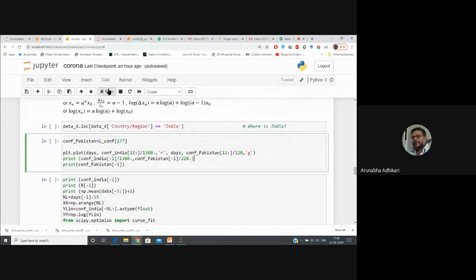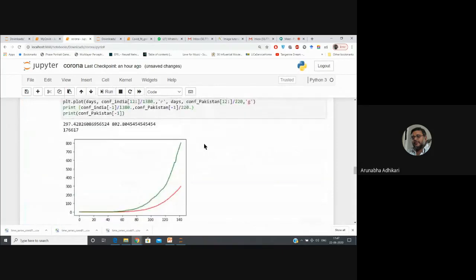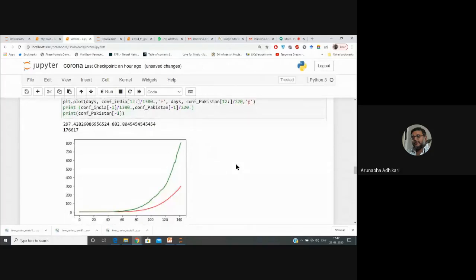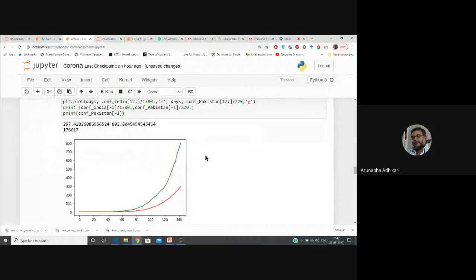This is more interesting. I just wanted to see the state of Pakistan and India side by side. Red is India, green is Pakistan. The only thing is that instead of the total number of cumulative cases, it is divided by the total population. So I wanted to see the infected cases per million. Here it shows that Pakistan is in a very bad condition relative to us. Okay, now here comes the interesting point.